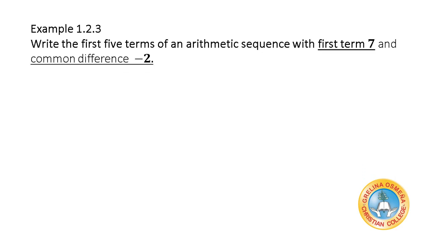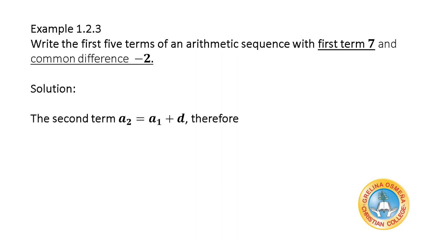Example 1.2.3, write the first 5 terms of an arithmetic sequence with first term 7 and the common difference, which is negative 2. So we have this. Writing the given, the second term is a sub 2, di ba? Katong kaganina, gipakita na ko. A sub 2 is equal to a sub 1 plus d.